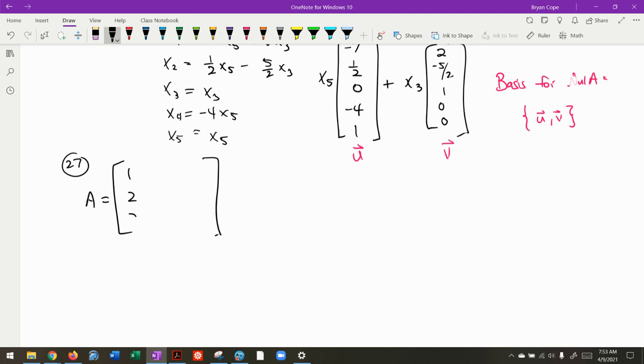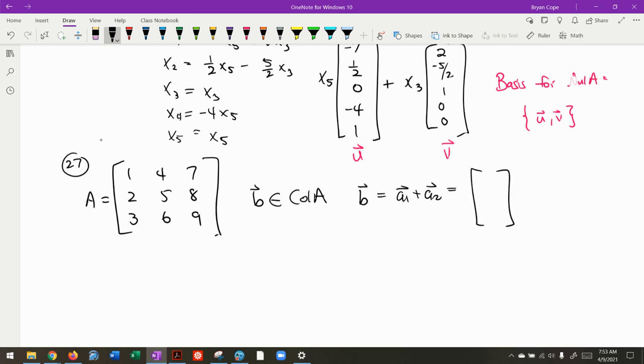I'm just going to put 1, 2, 3, 4, 5, 6, 7, 8, 9. And we just need to construct a vector b that is a member of Col A. So b just has to be a linear combination of the columns of A. So I'm going to say, let's let b be a1 plus a2. So a b that would work would be the vector (5, 7, 9).